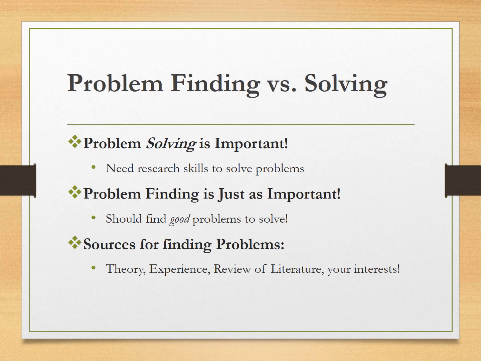In education, we know that problem solving is important. In research, we will use research skills to solve problems. What we learn in research is that finding a problem is just as important. Researchers need to find good problems to solve, which can sometimes be challenging. Sources for finding problems are theory, experience, literature, and interests. Note that it takes time and exploration to find researchable topics.